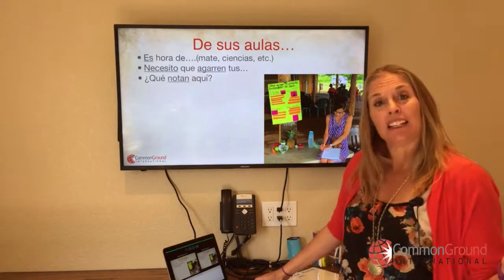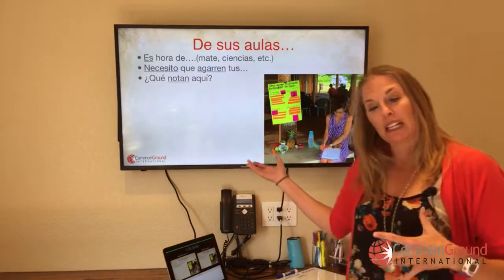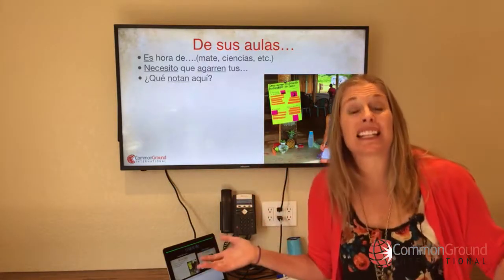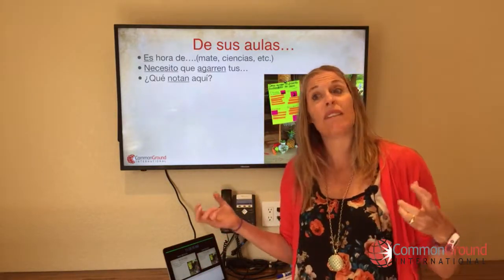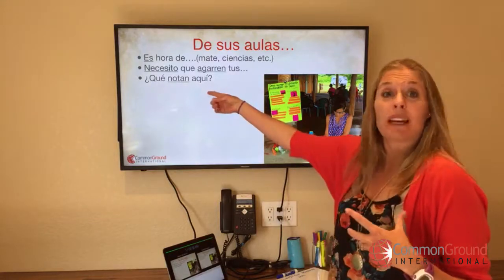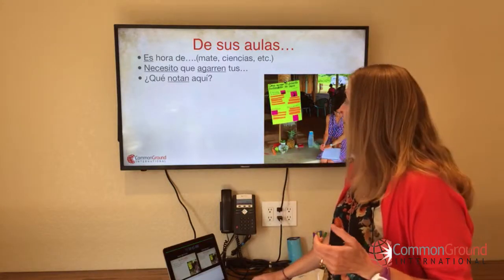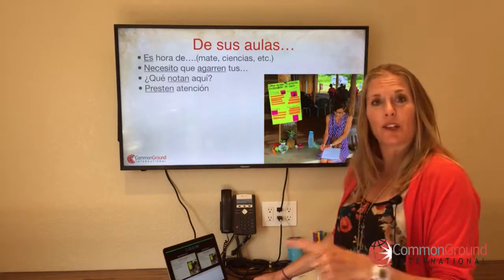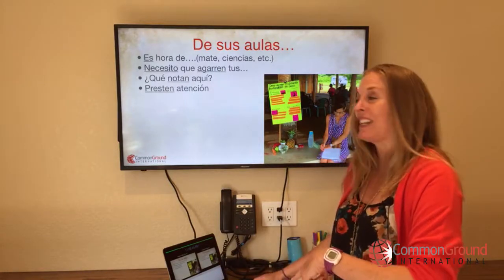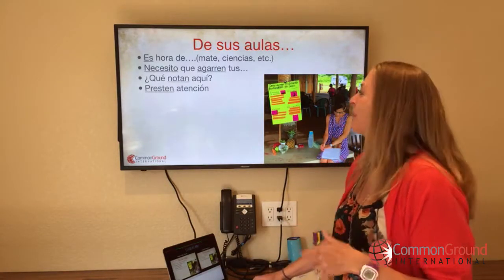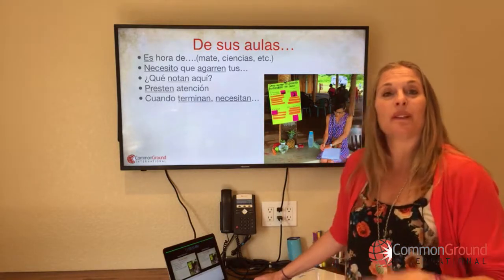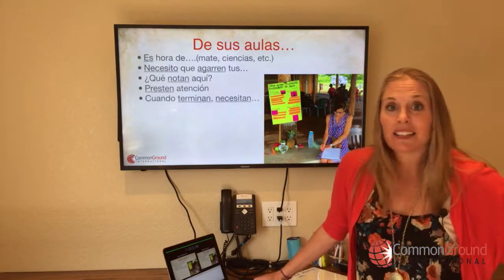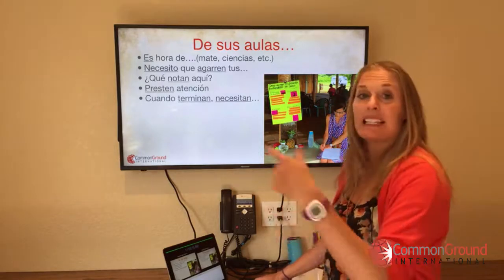¿Qué notan aquí? You might ask your students, you're looking at something or un experimento de ciencias, and you ask them, ¿qué notan aquí? What do you notice? What are you taking note of here? Okay? Es regular, no es irregular. Presten atención, to pay attention. That's in the command form. Otra vez.